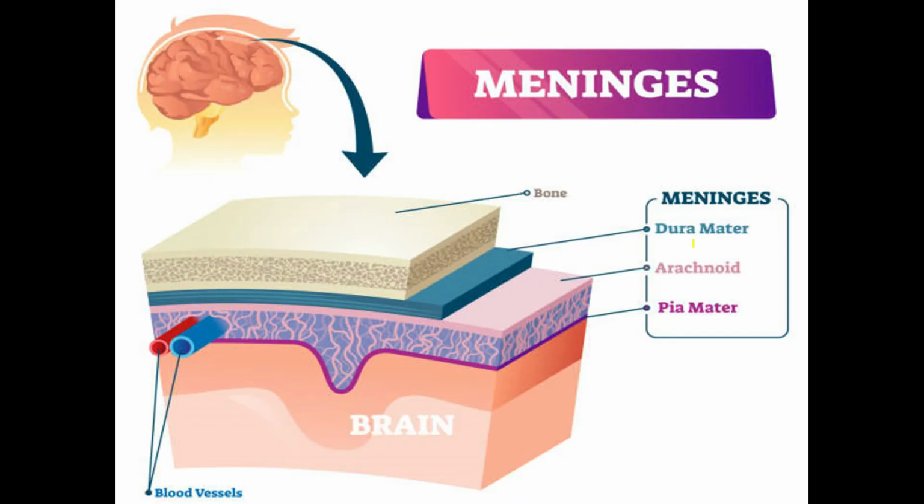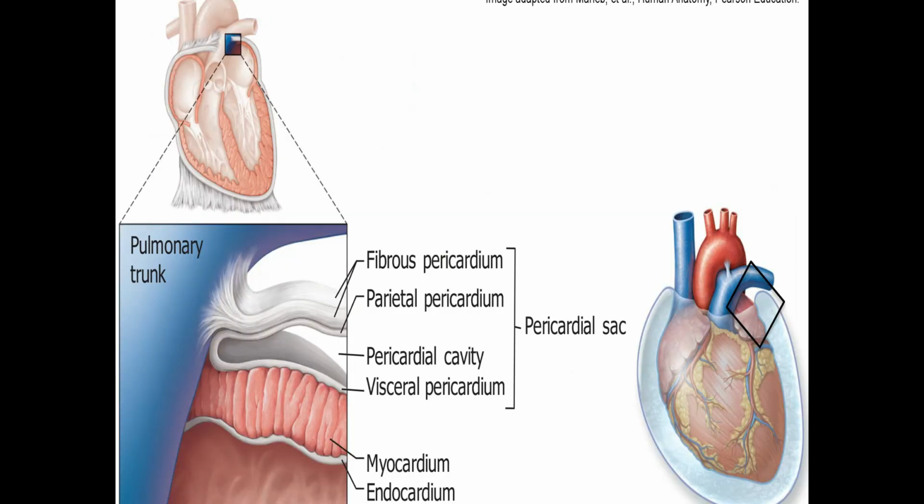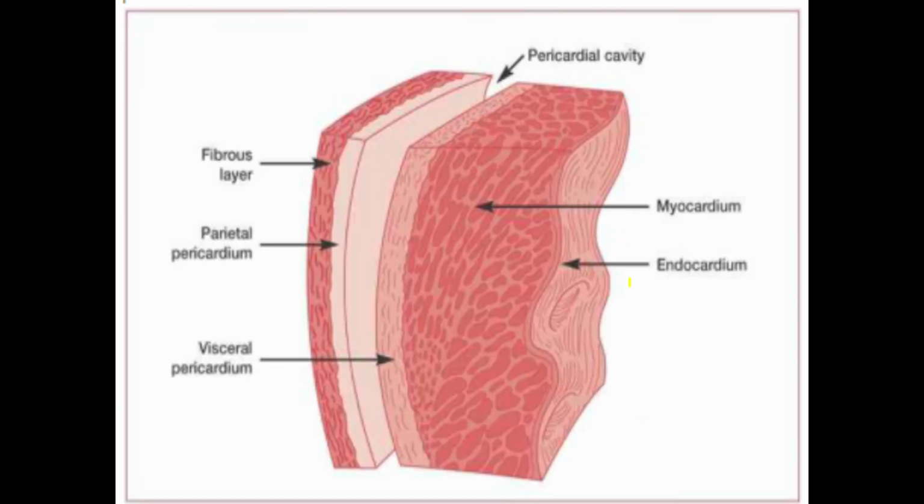The layers of the meninges, from inside to outside, are pia mater, arachnoid and dura mater. And coming to the heart, mainly the heart contains three layers: the endocardium, myocardium and pericardium. The endocardium is the inner one, the myocardium is the middle one which consists of the muscles, and the pericardium is the outer one.